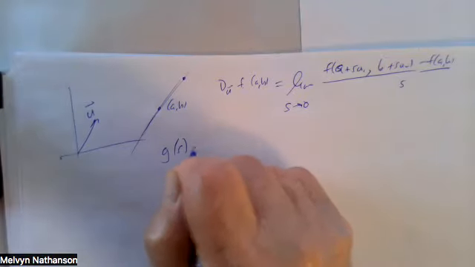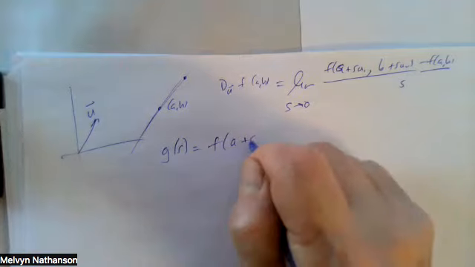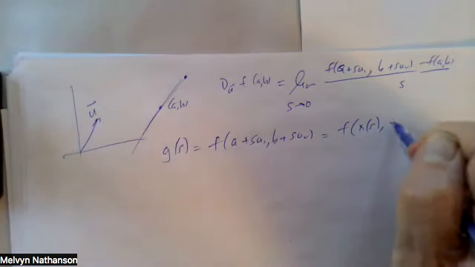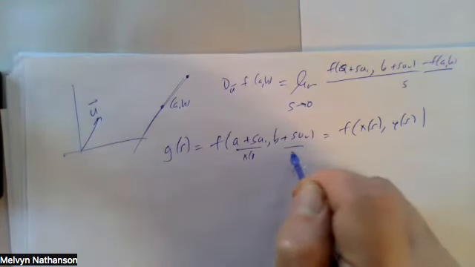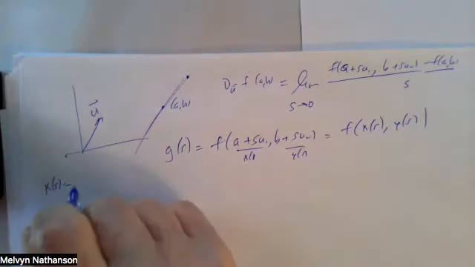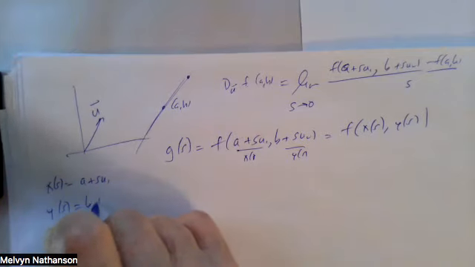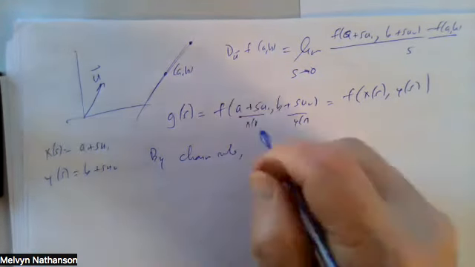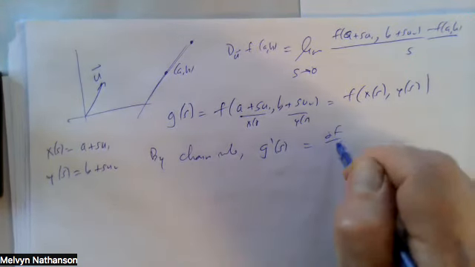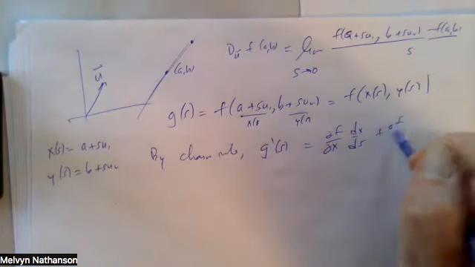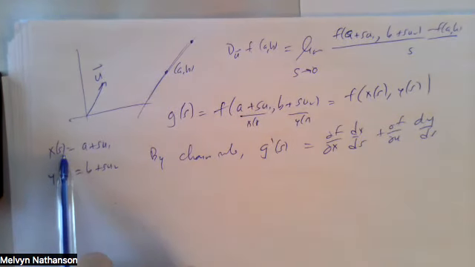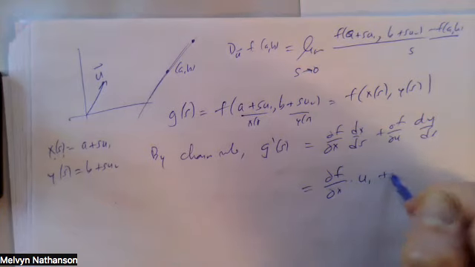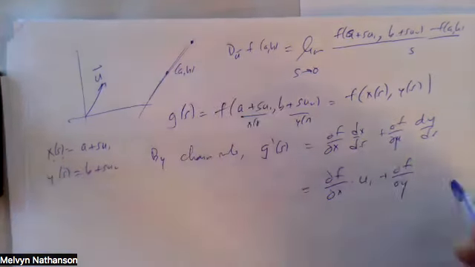So suppose I let g of s be this function f of a plus su1, b plus su2. This is really f of x of s comma y of s, where x of s is a plus su1, y of s is b plus su2. So by the chain rule, g prime of s is the partial of f with respect to x dx ds plus the partial of f with respect to y dy ds. If I take x of s and I differentiate it with respect to s, I just get u1. This is the partial of f with respect to x times u1, plus the partial of f with respect to y times dy ds, which is u2.